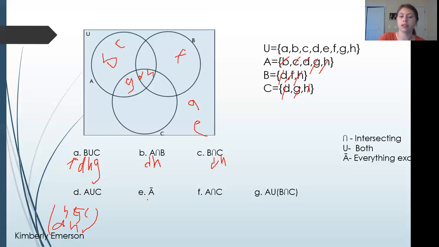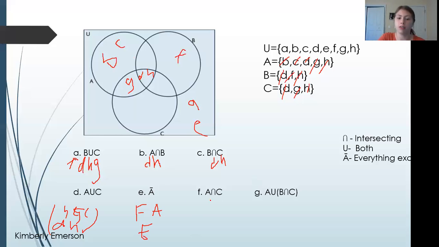So right here on letter E, we have everything except A. So right here, it would be everything that's not in A, which would only be F, A, and E. So let's write that down. F, A, and then E. Those are the only ones not included in A.